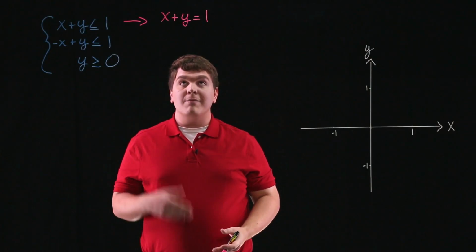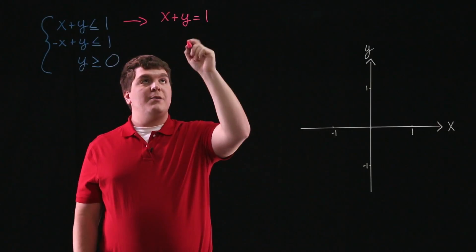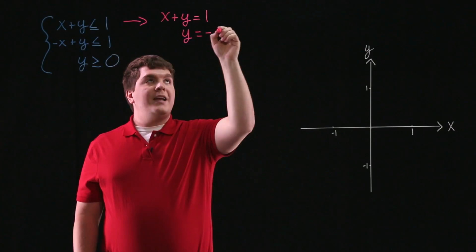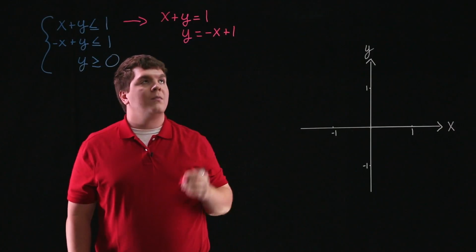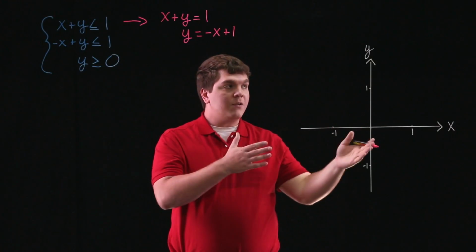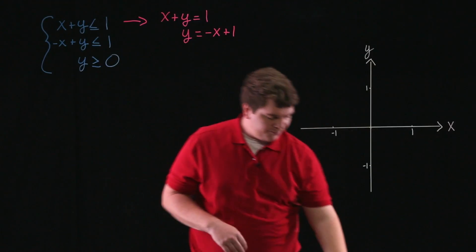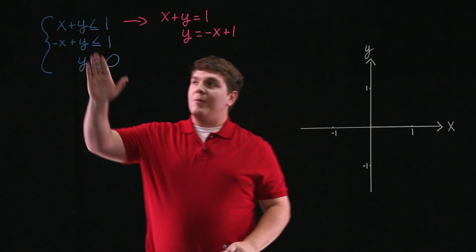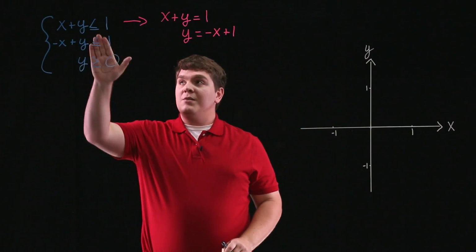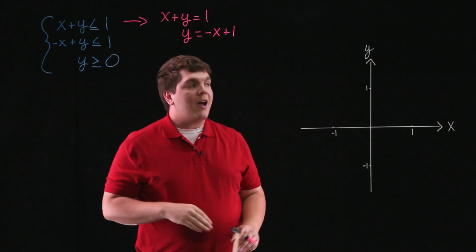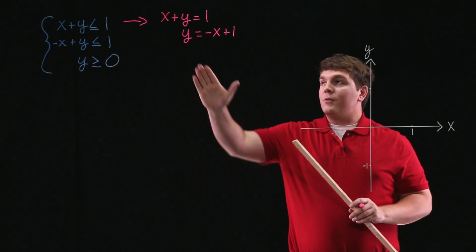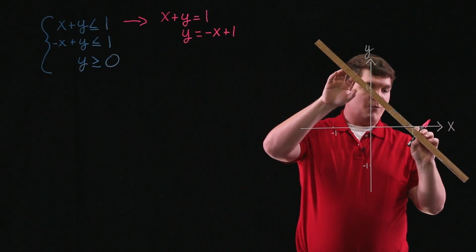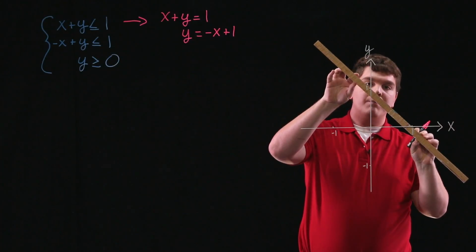Here we can write this in slope-intercept form by subtracting x from both sides of the equation, which tells us that y is equal to negative x plus 1. Now we can take this over to our Cartesian plane and graph this line. I'm not worried about this line as much as I am this inequality, but since we have a less than or equal to symbol, I can draw a solid line. So y is equal to negative x plus 1 has slope negative 1, and it has y-intercept (0, 1).